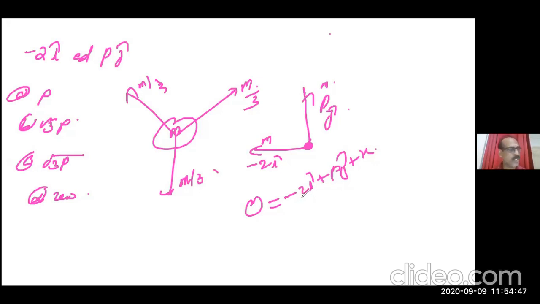So after explosion, minus 2i plus Pj plus x is equal to 0. Okay, then what will be x? So x is 2i minus Pj. But the options are P, root 3P, root 3 of P, P and 0, right?